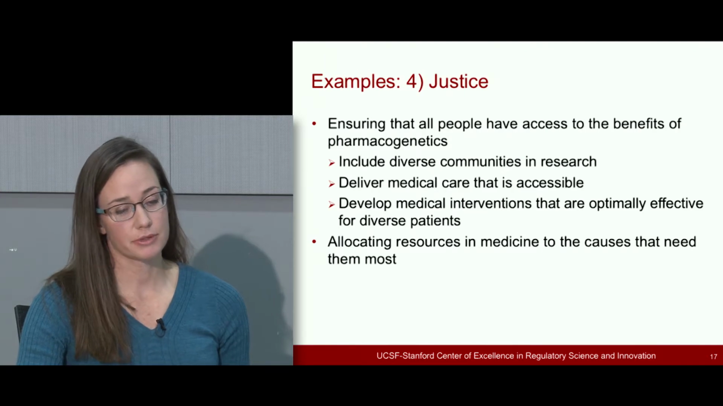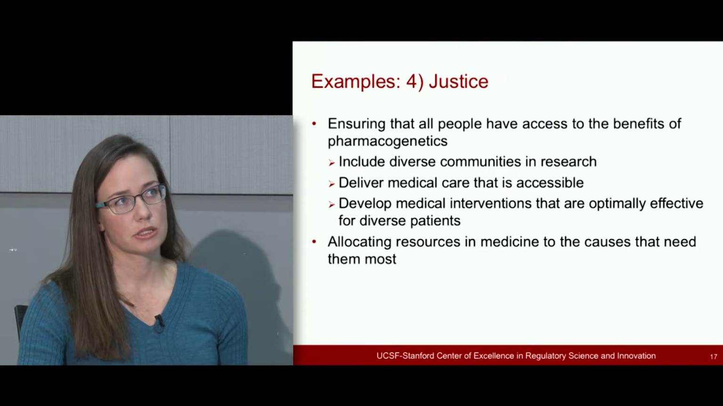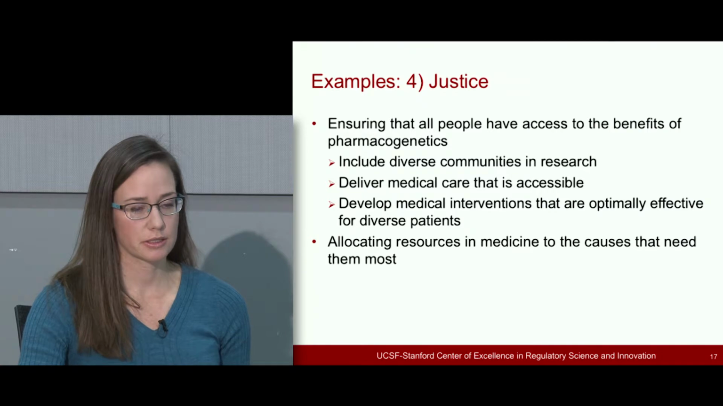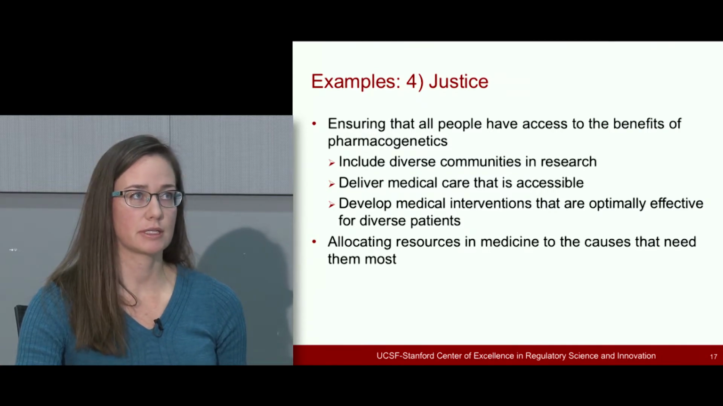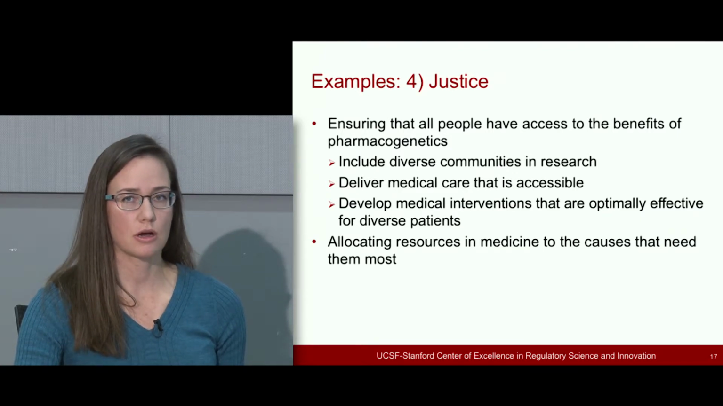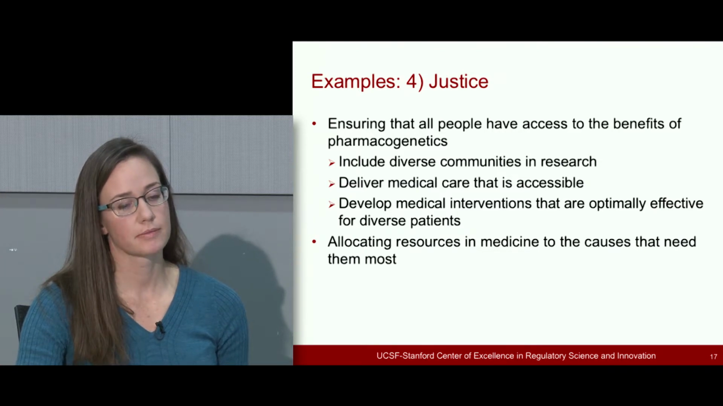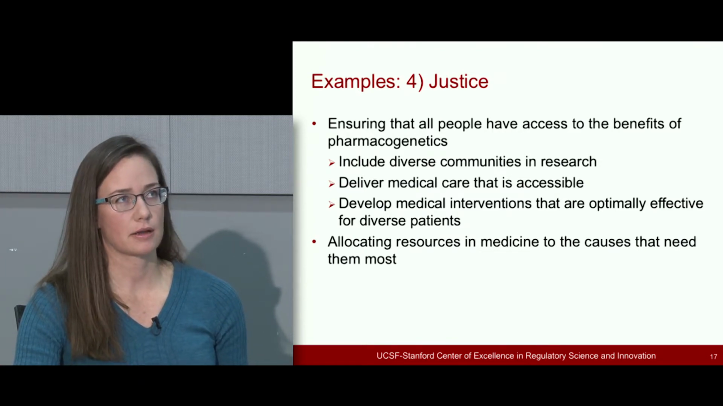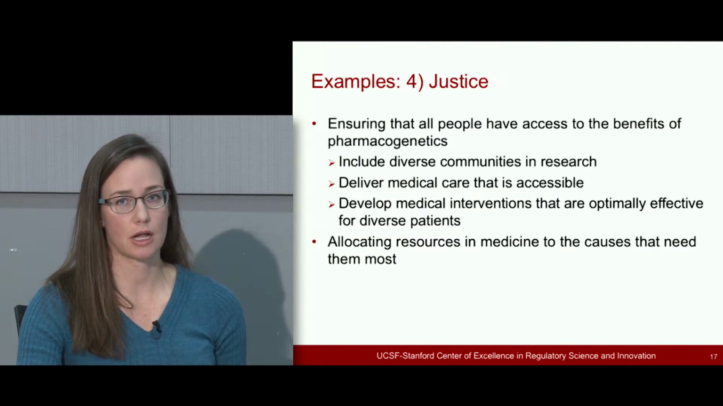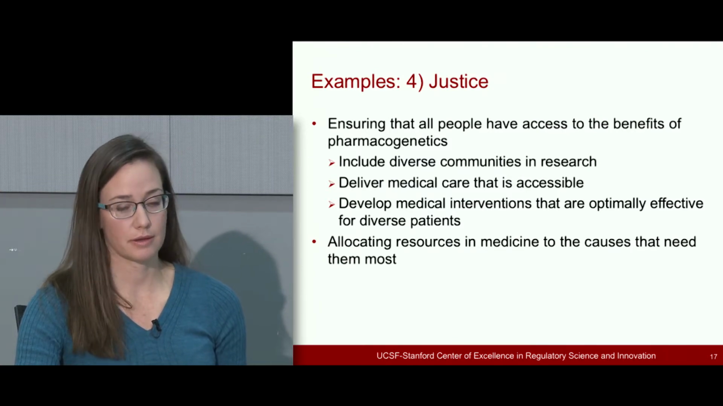So if we look at examples of how this can come to play in pharmacogenomics, we can see that justice is ensuring that all people have access to the benefits of pharmacogenomics. Now, on the research level, this means including diverse communities in research. If we're only doing research in a subset of people, we're not going to know the full extent of variants that can affect pharmacogenomic response. This also means that we deliver medical care that is accessible. So all people should have access to pharmacogenomic technology, regardless of their socioeconomic status, their geography, or anything else.